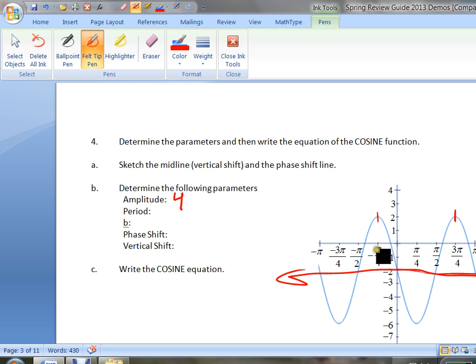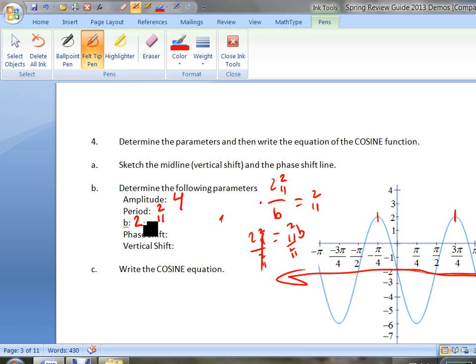The period from negative pi fourths to 3 pi over 4 is pi. To figure out b, you know that 2 pi over b equals the period, which the period is pi. So you know that you have to multiply by b, so you get pi b equals 2 pi, and divide by pi, so you cross those out, and you get 2.